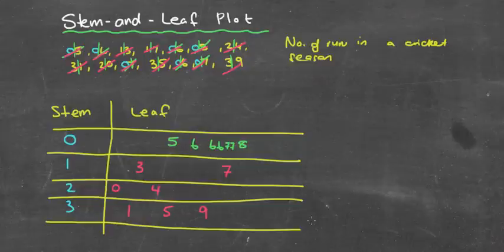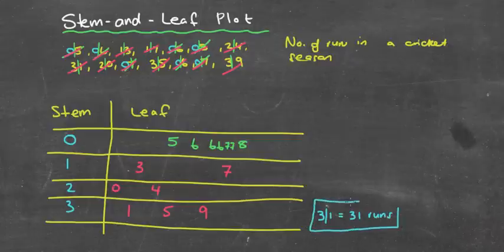That's all good. I might also put, when we're doing graphs, you like to have a key, which sort of tells you what's going on. My key I'm going to put here is 3 | 1 is equal to 31 runs.